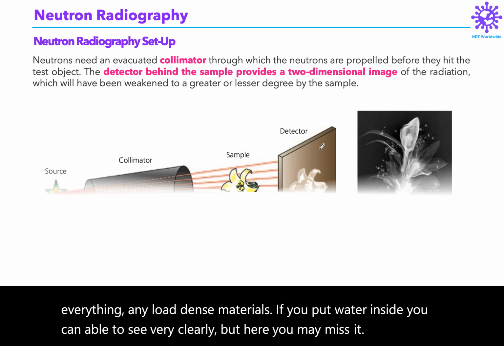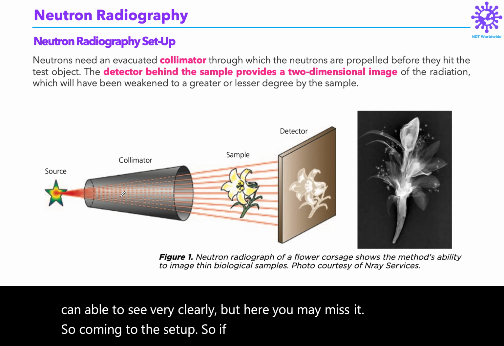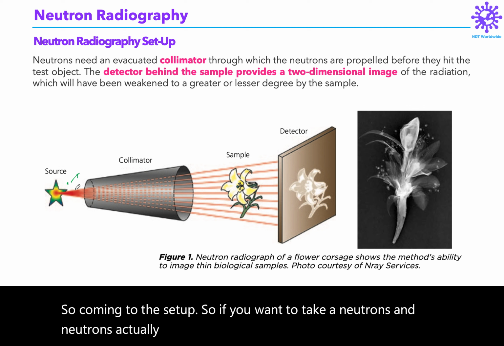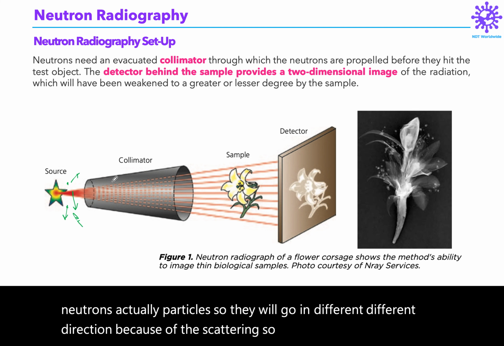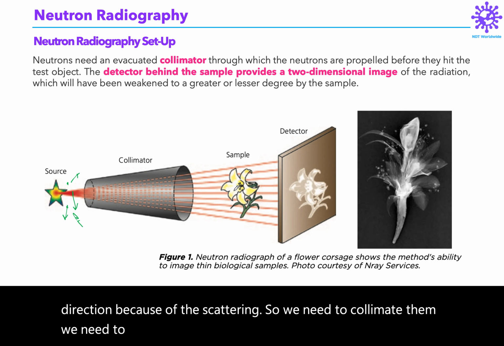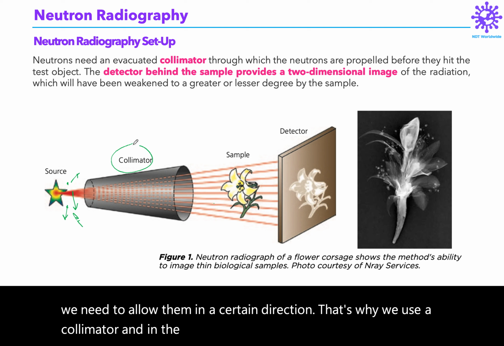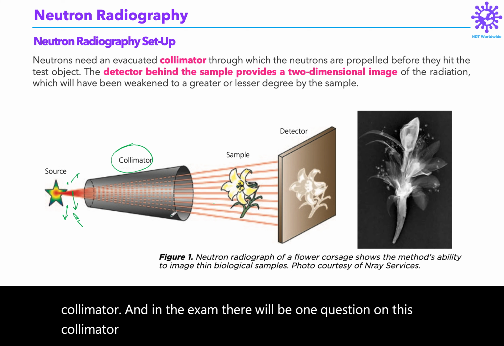So coming to the setup, neutrons are particles, so they will go in different directions because of scattering. So we need to collimate them, we need to allow them in a certain direction. That's why we use a collimator. And in the exam there will be one question on this collimator. What type of collimator are we using? We are using a divergent collimator.